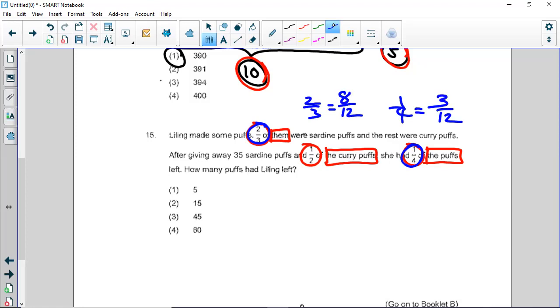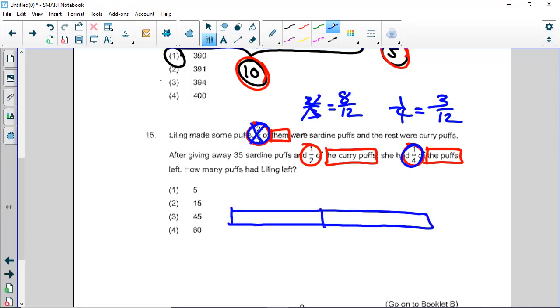So you look at, no more 2/3 already. Look at 8/12. So you draw the fraction. All the path is 12 boxes. So you cut into 1, 2, 3, 4, 5, 6. 1, 2, 3, 4, 5, 6. And 8 boxes were sardine. So you label. Okay, and the rest were curry puff. So label. So you draw until here already, right? You draw the first sentence.